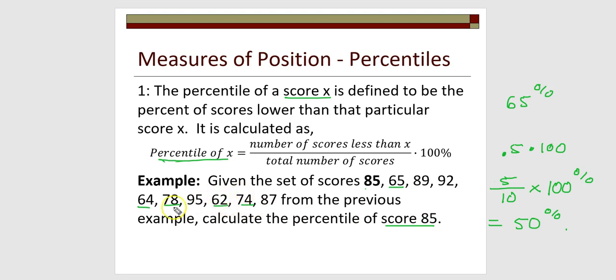Now keep in mind, if you had another score in here of 85, you would not count that score as being less than 85. That's equal to 85. So any other 85s in here, you would not count them in the number of scores less than 85. It has to be strictly less than 85 to be counted in here. Alright, now let's take a look at this.